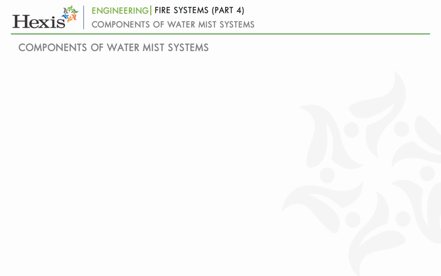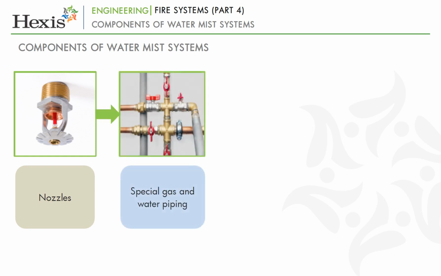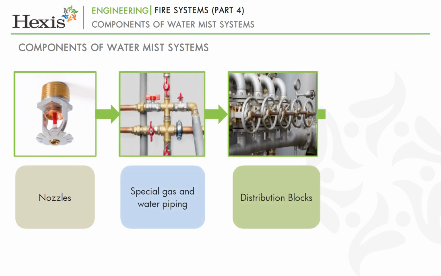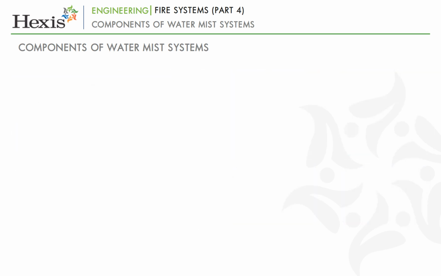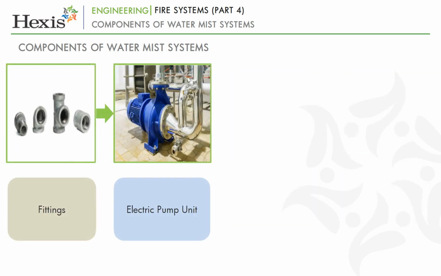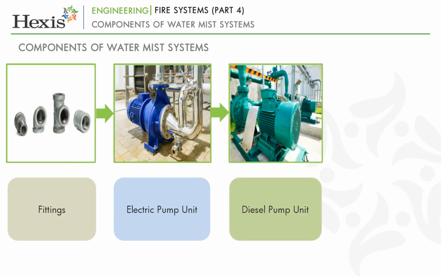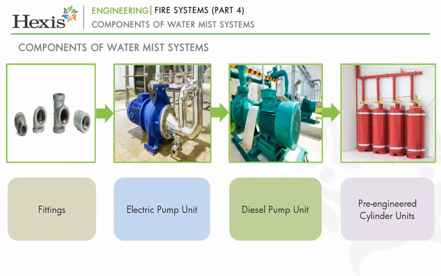Let's now see what are the various components of water mist systems. They are nozzles, special gas and water piping, distribution blocks, stainless steel pipe, fittings, electric pump unit, diesel pump unit, and pre-engineered cylinder units, self-contained. There is no need for external water or power supply.